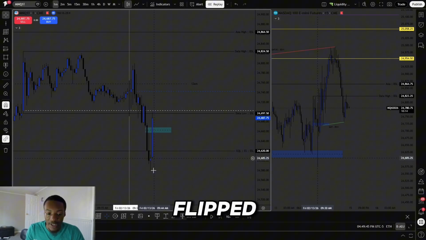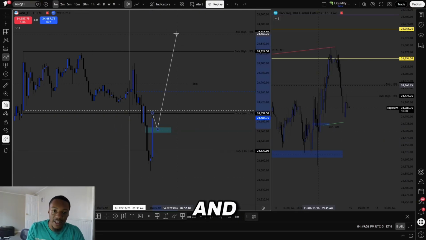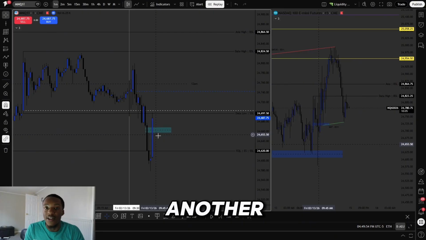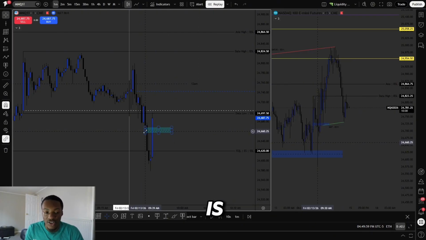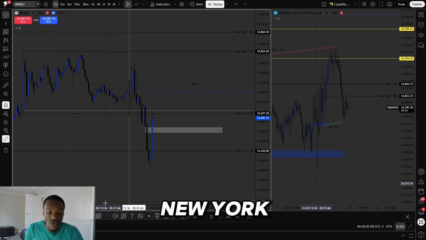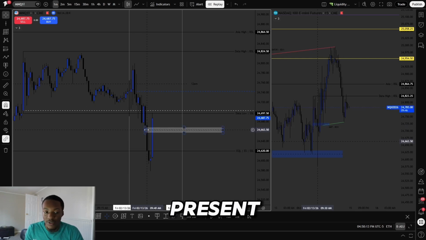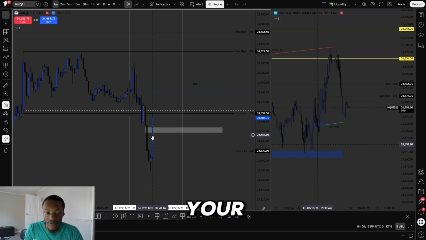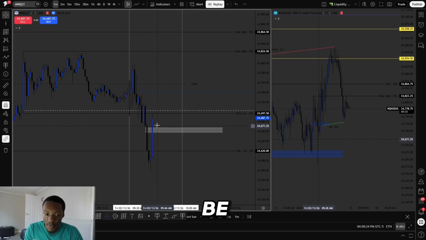So now the properties have flipped, and I would be expecting price to tap into this gap and continue to deliver higher. But another thing about this fair value gap, and this is a very important thing that you'll see me use a lot in my trading, is that this is your first presented fair value gap, which is the most important PD array printed throughout a New York daily session. Your first presented fair value gap is going to come in between 9:30 and 10 a.m. Your first presented fair value gap is basically just your intraday bias. If you're below it, pairing this with your narrative, you want to be looking for shorts. If you're above it, you want to be looking for longs.